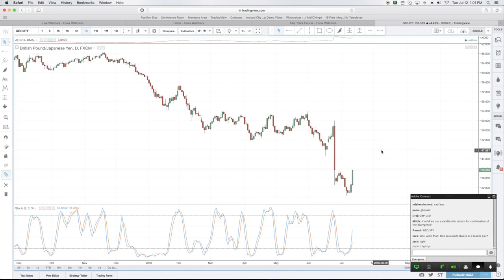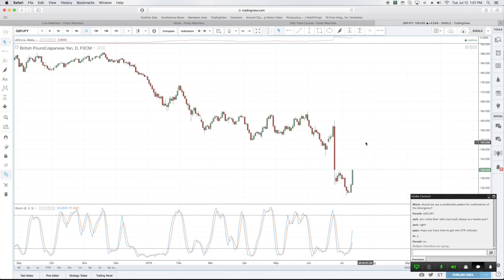Jack, am I right that I take Euro USD always as a leading pair? No, not as a leading pair. Leading and lagging has to do with who takes the lead in moving. For example, are you guys on top of the yens? Have you guys looked at the yen markets today?